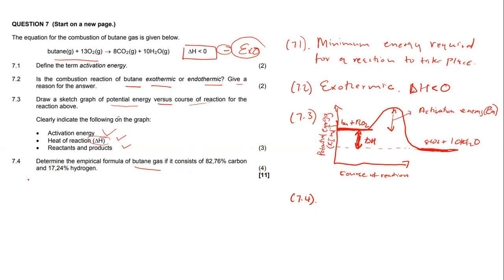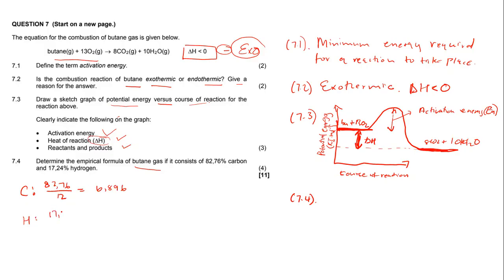So for carbon, they say 82.76% of carbon. So we're going to divide that by the molecular mass. So we're going to say 82.76 divided by the molecular mass. In this case, we know that carbon is 12 from the periodic table. And then when you punch this on your calculator, you're supposed to get 6.896.